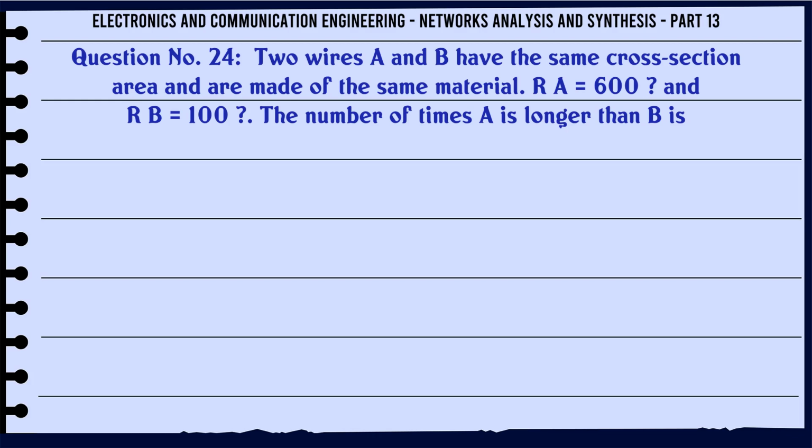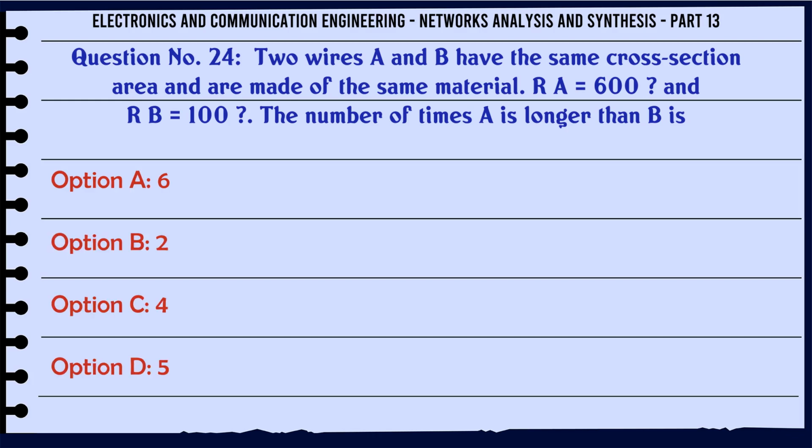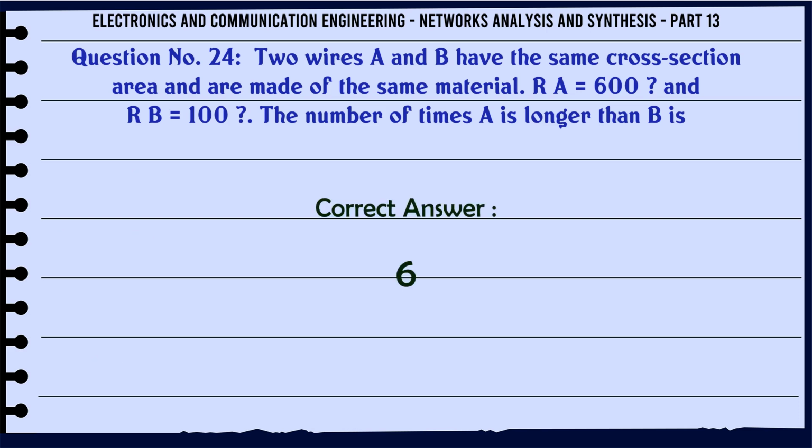Two wires A and B have the same cross-section area and are made of the same material, RA 600 and RB 100. The number of times A is longer than B is A. 6, B. 2, C. 4, D. 5. The correct answer is 6.